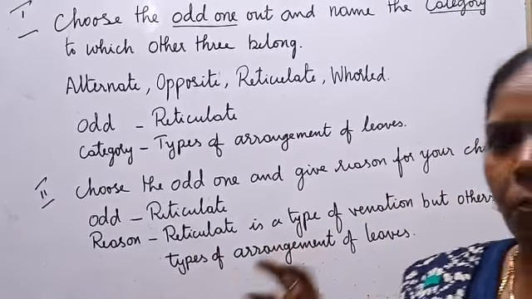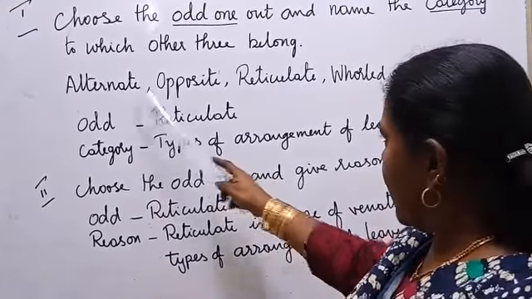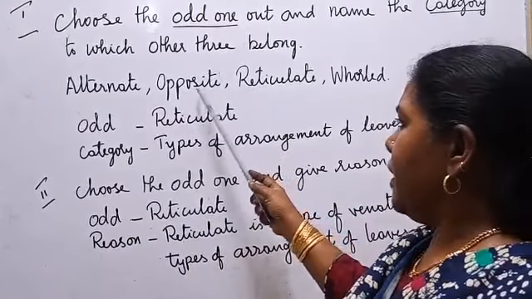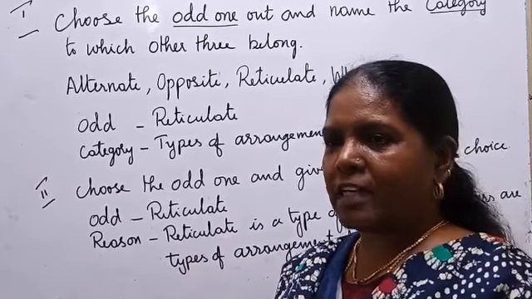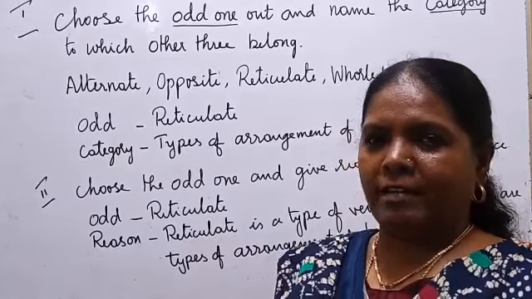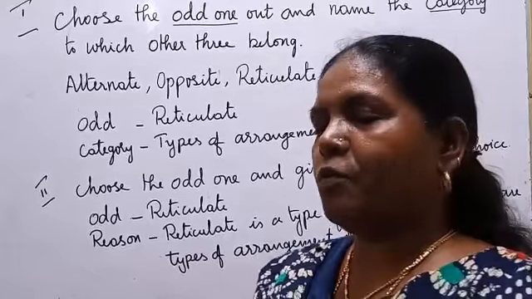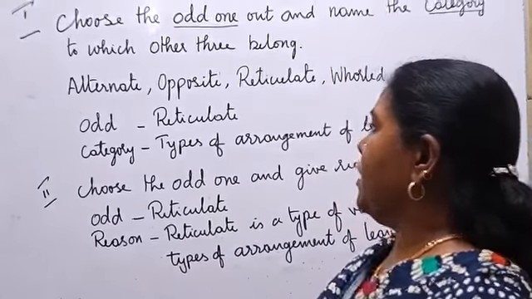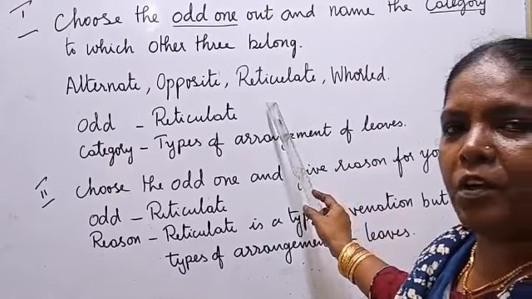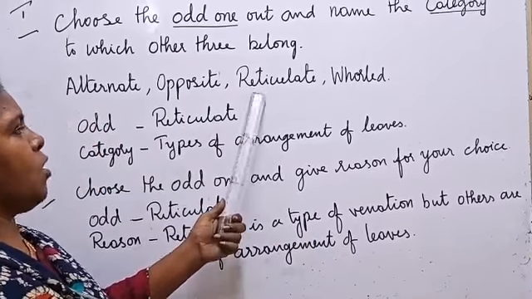All these are connected with plants. Alternate, opposite, whorled: these are the types of arrangement of leaves. In lower classes you only study the arrangement of leaves. In higher classes the term phyllotaxy will come for the arrangement of leaves on the stem. So which is the odd one? Reticulate. This is not a type of arrangement of leaves. Reticulate is the odd one.